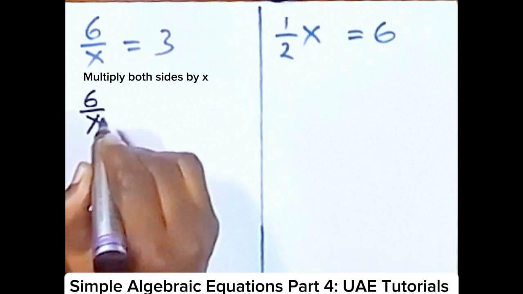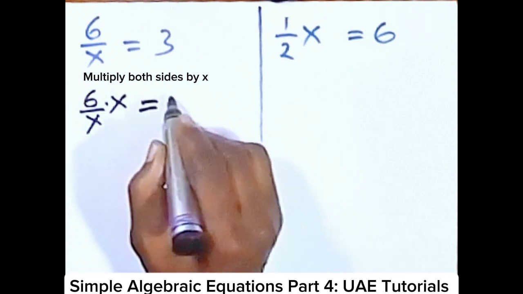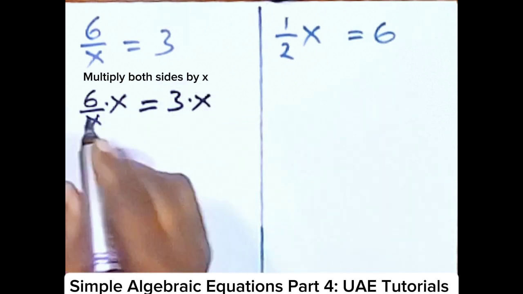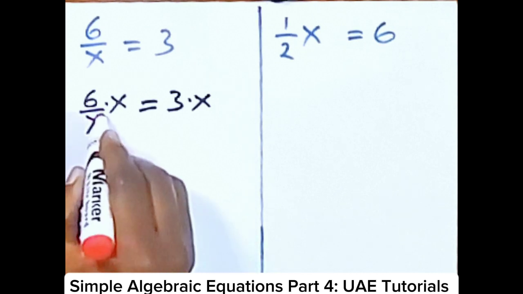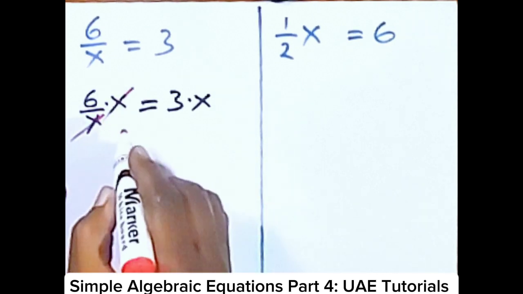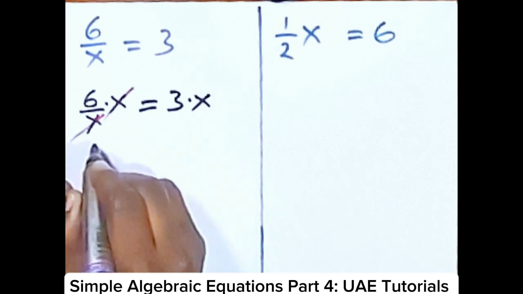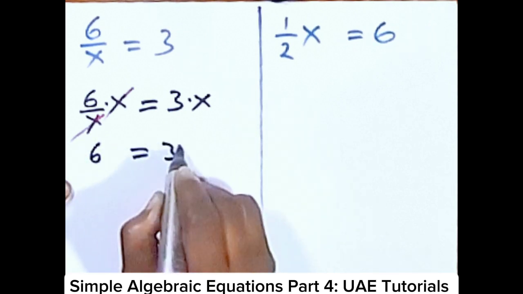6 over x times x equals 3 times x, because whatever I do to one side, I must do to the other side. Why do I do this? I do this because I know that the x can be knocked off. This x and this x will go off. So what is remaining, on the left hand side, is 6 equals 3x.